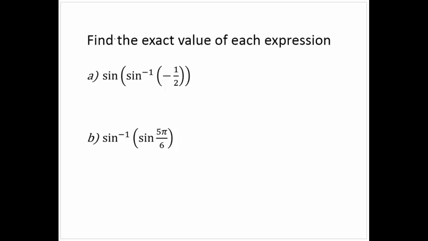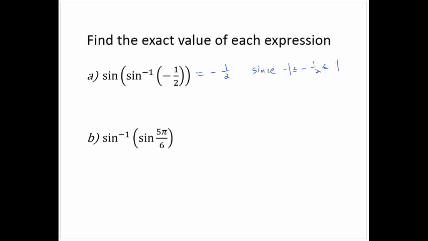All right, so if we are asked to evaluate sine of sine inverse of negative 1/2, well, we could just directly say that this is equal to negative 1/2 since negative 1/2 is between negative 1 and 1.